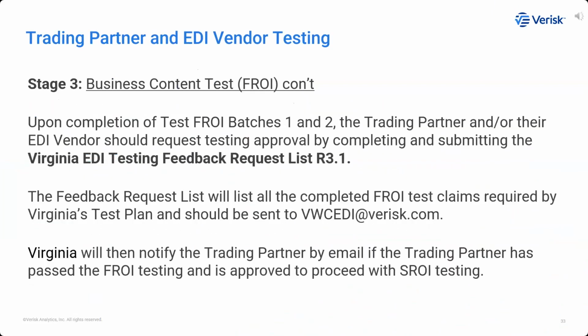Upon completion of test FROI batches 1 and 2, the trading partner and/or their vendor should request testing approval by completing and submitting the Virginia EDI Testing Feedback Request List, Release 3.1. The feedback request form will list all of the completed FROI test claims required by Virginia's test plan and should be sent to Virginia's EDI email, VWC-EDI@verisk.com. Virginia will then notify the trading partner by email if the trading partner has passed its FROI testing and is approved to proceed with SROI testing.